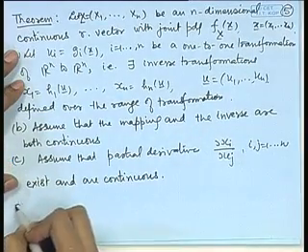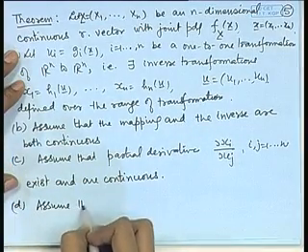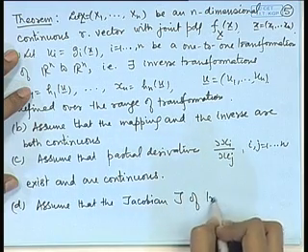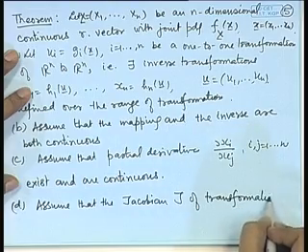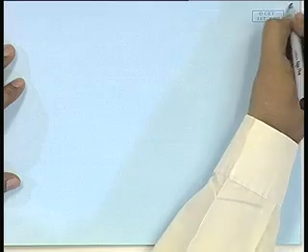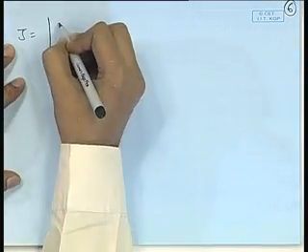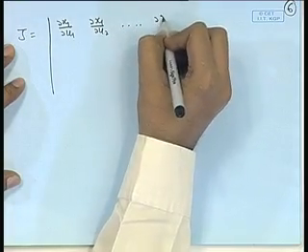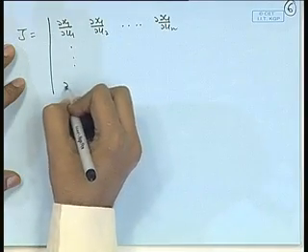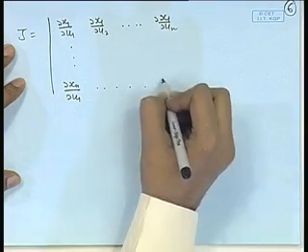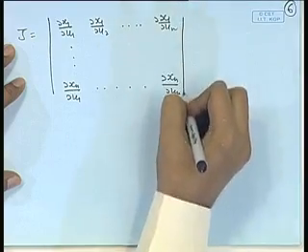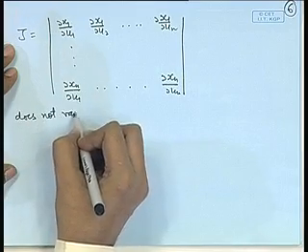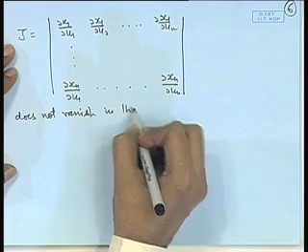Then we define, assume that the Jacobian J of transformations, which is defined by J is equal to del x1 by del u1, del x1 by del u2 and so on, del x1 over del un and so on, del xn over del u1 and so on, del xn over del un. Assume that this Jacobian does not vanish in the range of transformation.